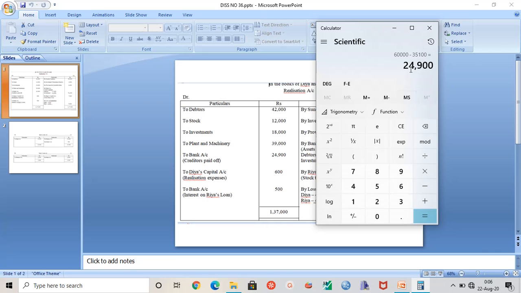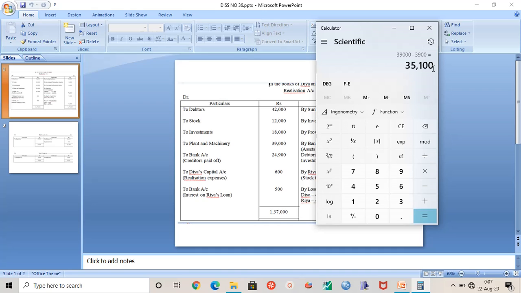24,900. And now this 24,900 will be paid to creditors. Again I'm repeating, the plant and machinery are of amount 39,000. Its 10% will be 3,900. So what is the left amount? 35,100. Now plant and machinery were given to creditors at a value of 35,100.